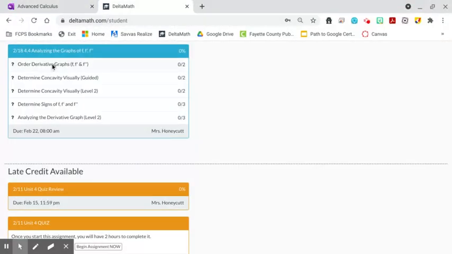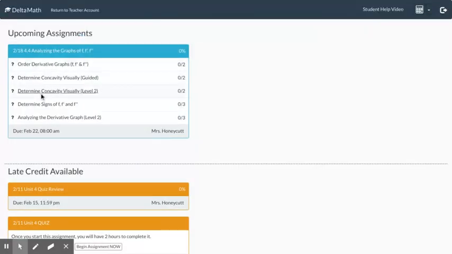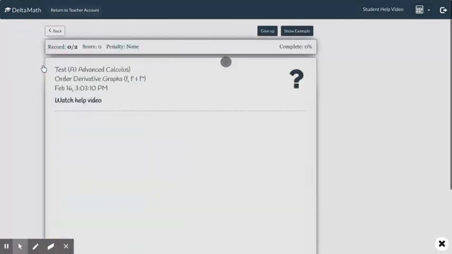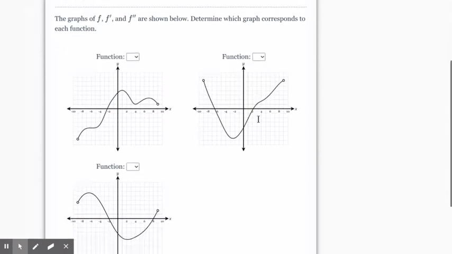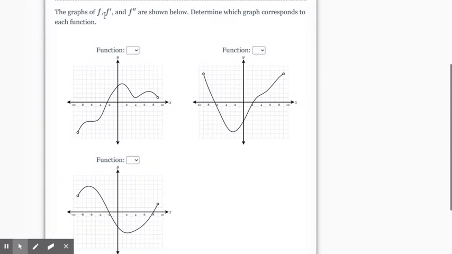So in Delta Math, you'll be asked questions in 1, 2, 3, 4, 5 different ways. So if you look in the first section, you have to label the graph of the function, the derivative, and the second derivative. So I've got 3 different graphs here. I have to figure out which one's a function, which one's a derivative, and which one is the second derivative. Now you can use whatever strategy you want, but I like to start with the thing that I'm most familiar with, which is identifying increasing and decreasing intervals.